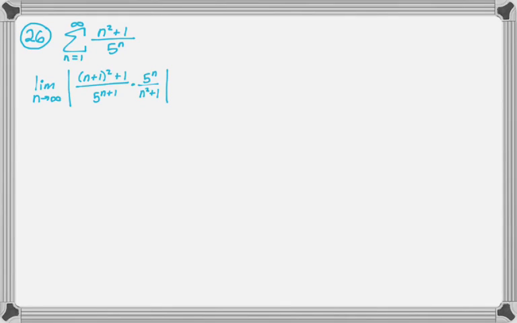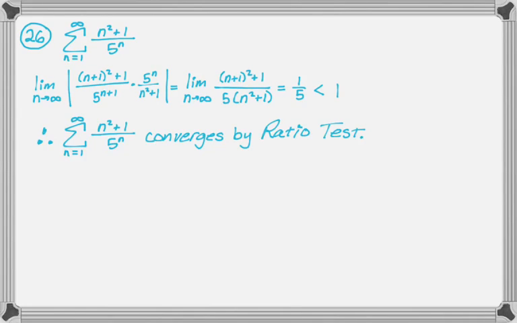And then we want the limit to infinity, so the 5 to the n and the 5 to the n plus 1 cancel, and we're left with the limit as n approaches infinity of n plus 1 squared plus 1 over 5 times n squared plus 1. And that's a quadratic over quadratic, so ratio of the coefficients, or you can use L'Hopital's or however you want to do it. That limit is going to be 1/5, and we know that 1/5 is less than 1, and so we can say that the series we were given converges by the ratio test. All right, let's take a look at another one.